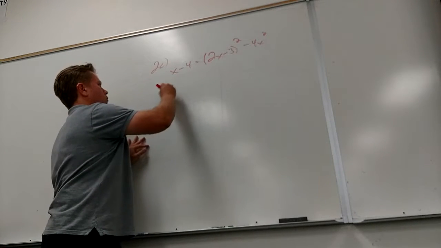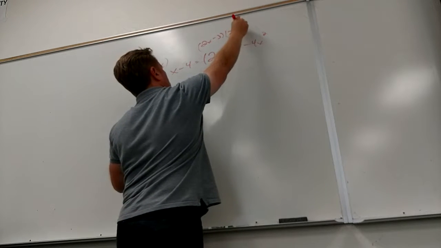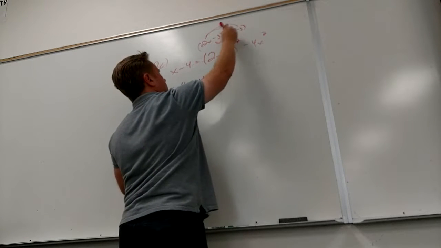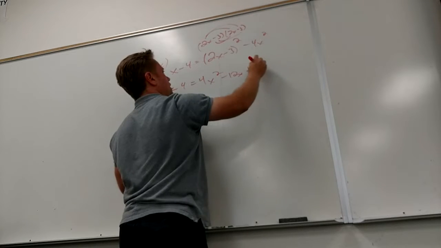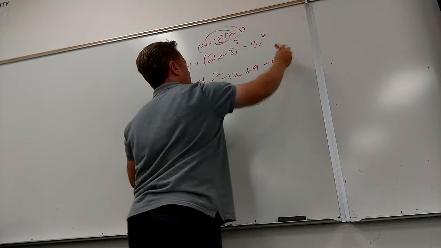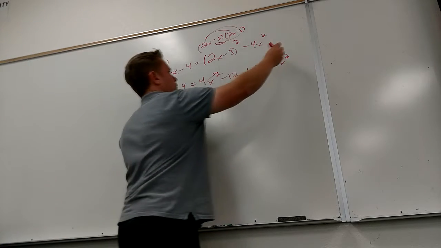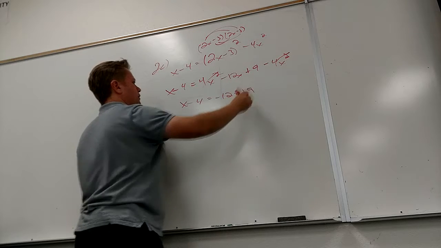Okay, so, because now you're going to write this 2x minus 3, 2x minus 3. So you get 4x squared. Minus 6x minus 6x is minus 12x. Plus 9. Now what happens to your x squares? Cancels. So I got x minus 4 equals negative 12x plus 9. Do I want to make that equal to 0?